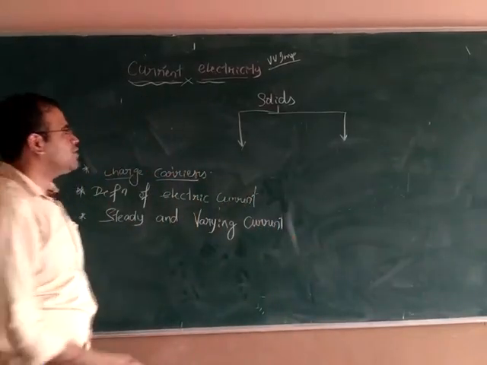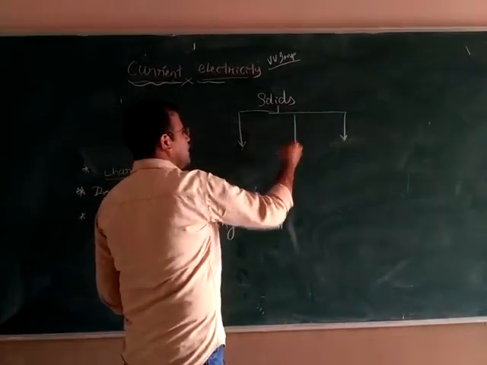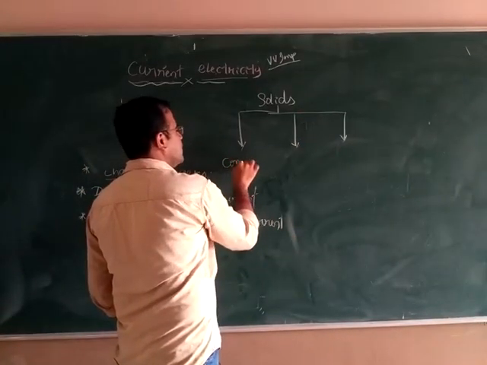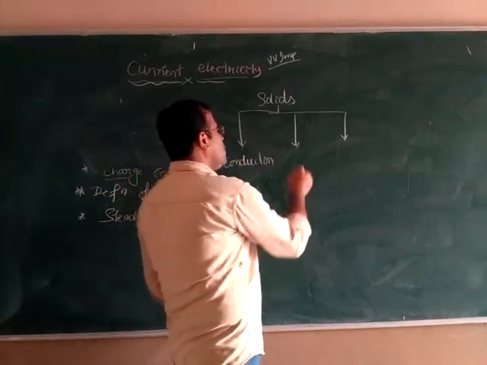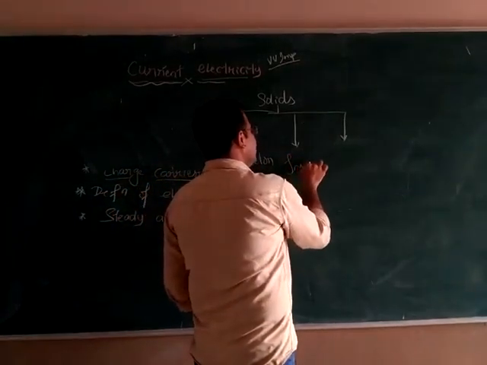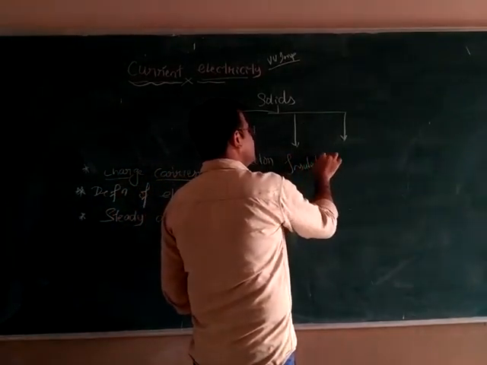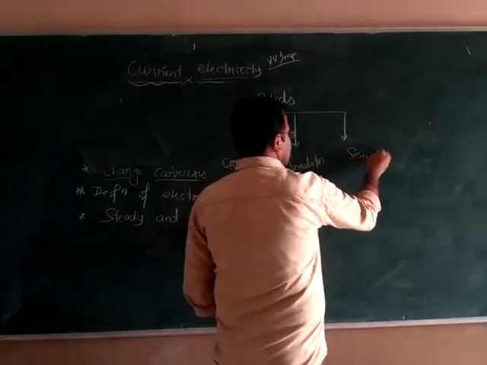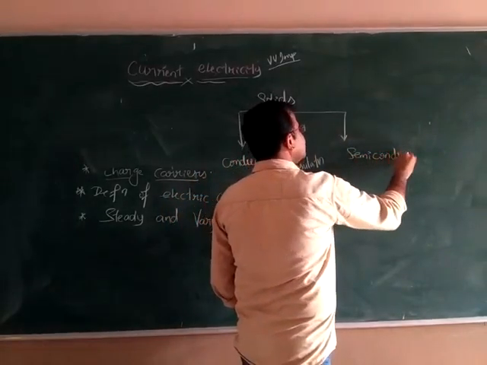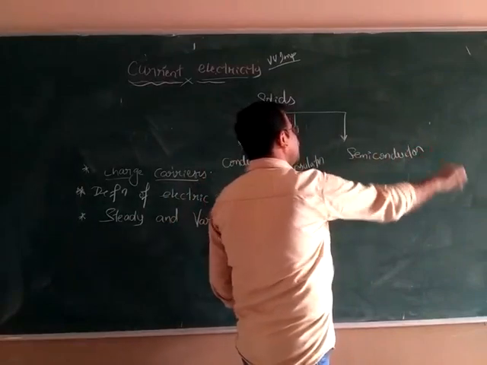So when we have the solids, we have three types. The first one is a conductor. The second one what you are observing here is insulator, and the third one what you are observing here will be taken as a semiconductor. So this is what you are observing, a semiconductor. So these are the types of the solids.